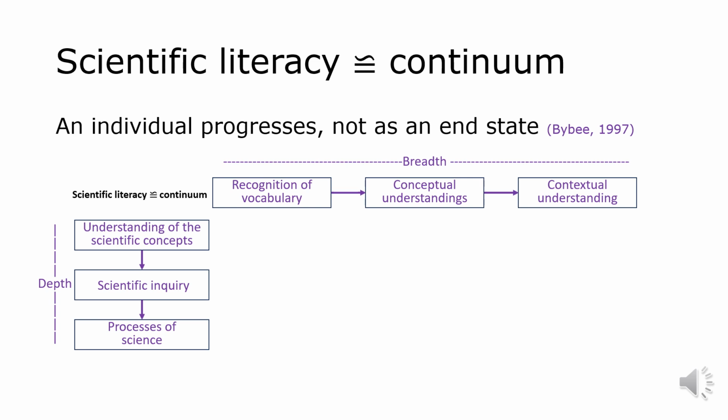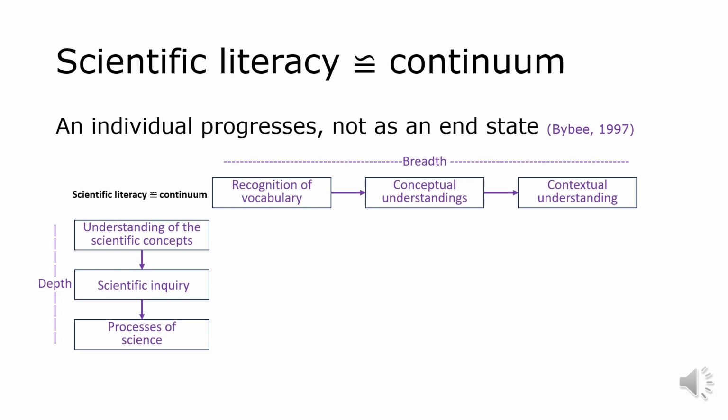For example, scientific literacy needs to be understood as the breadth and the depth of skill and knowledge. So for example, Bybee explained that in the breadth, they need to have recognition of vocabulary first. That one is the easier one. And then after that, they can have conceptual understanding, more complex. And then contextual understanding is also not an end state of the breadth of scientific literacy.